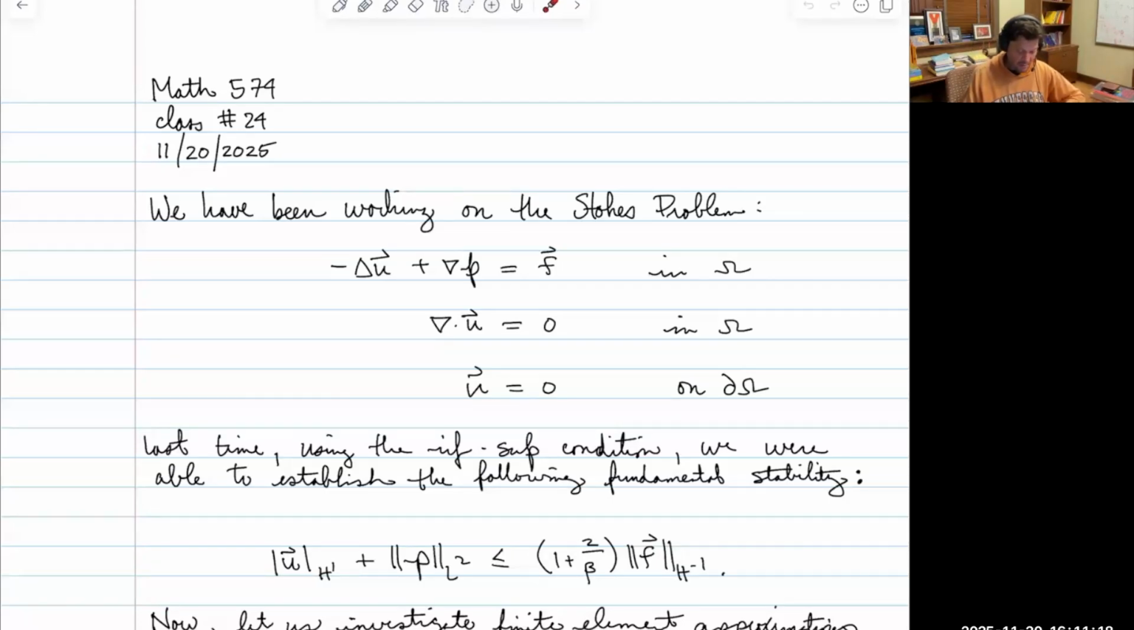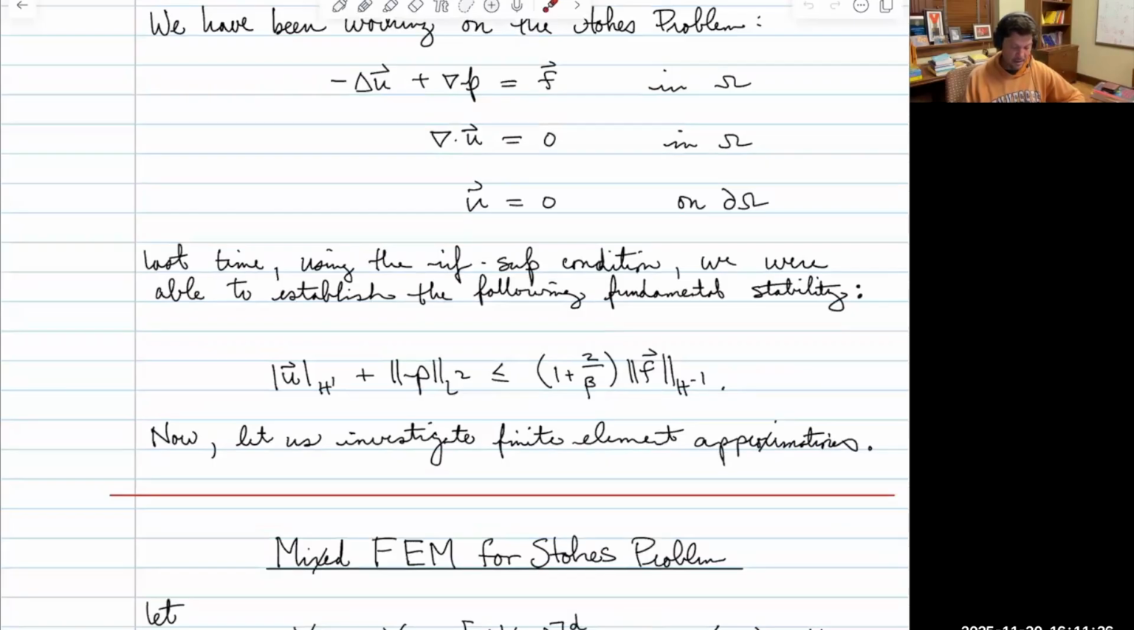it satisfies this condition called the no-slip boundary condition. So last time we talked about the Inf-Sup condition in quite a lot of detail, and we were able to establish using that condition that the solutions exist and are unique, and we also had this fundamental stability. The norm of u plus the norm of p is less than a constant times the operator norm of f, the forcing function. This is a fairly standard type of estimate that one would get. If you think back to the Poisson problem, it's similar to that, except we didn't have this thing called the pressure in the formulation of the Poisson problem.